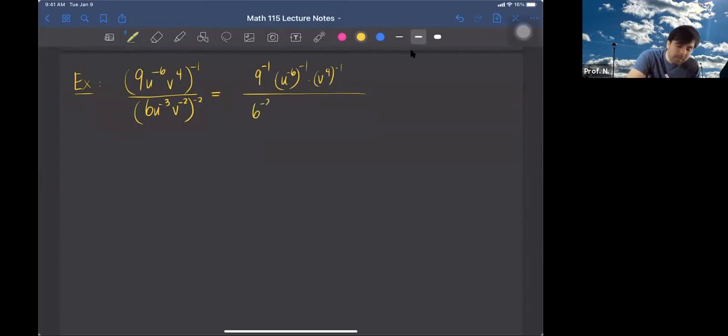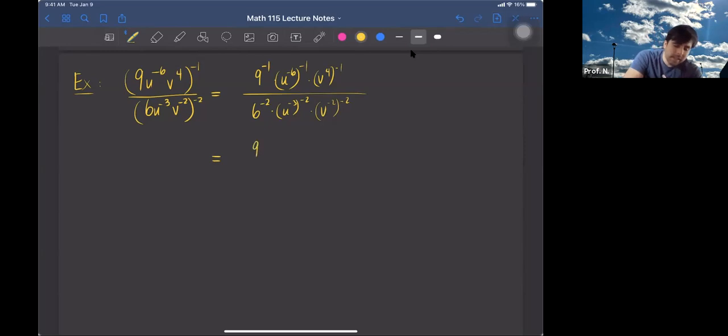And then the next one will be what? 6 to the -2. u to the -3 to the -2. And then v to the -2 to the -2. So I took all the exponents associated with the parentheses and took everything inside the parentheses and raised it to that same negative exponent. Okay?